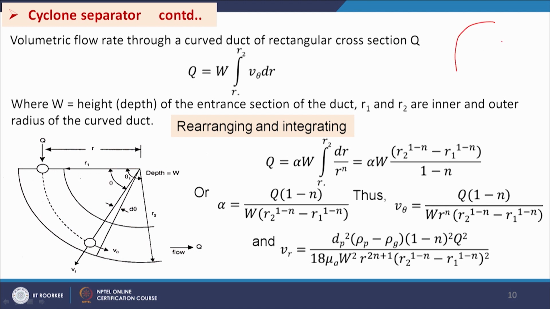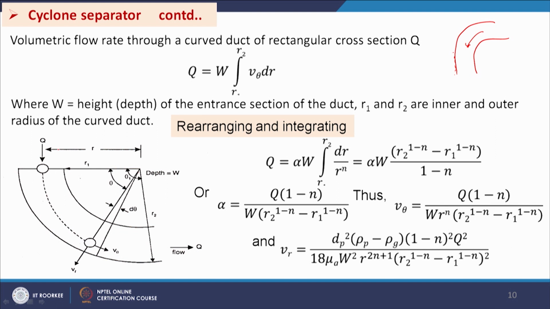So, if we have a duct like this, then we see the volumetric flow rate, and we will be trying to understand how the particles will be collected at the outer surface of the cyclone. Now, the volumetric flow rate here, we are considering a very small part like here. So, this is the particle, q is there.